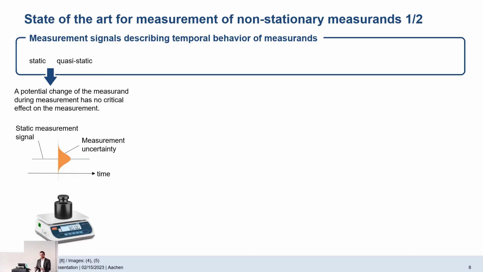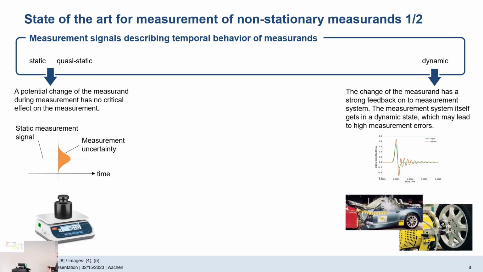But typically, we do not consider here a change of the measurement. This could be explained or represented by this example. We see the scale, which measures the weight. And while it measures, the weight will probably not change. However, we also have the opposite situation, and there are the dynamic measurement signals.